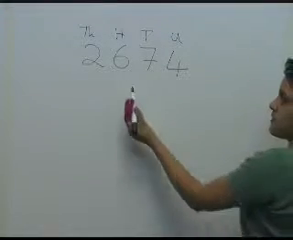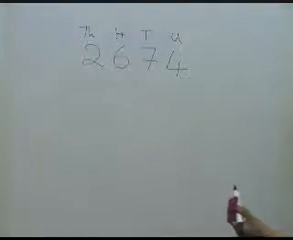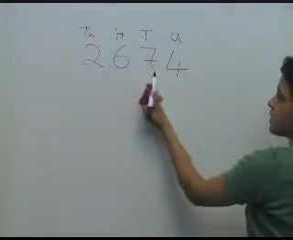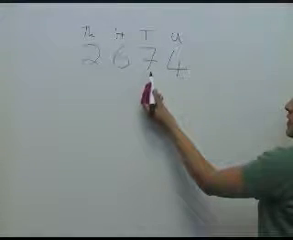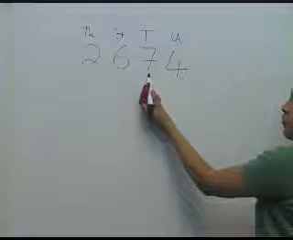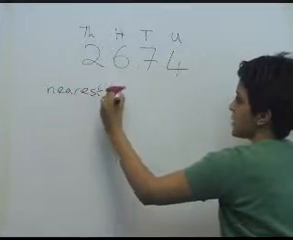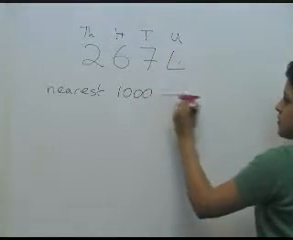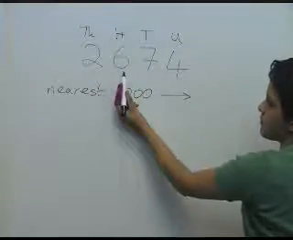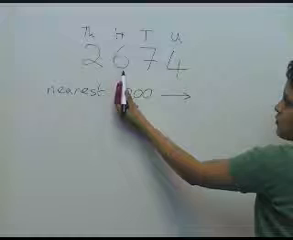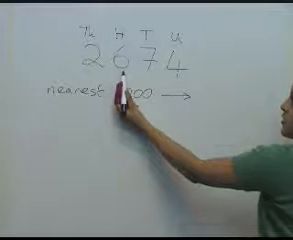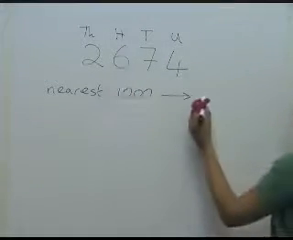First thing you need to think about is if you were asked, for example, to round to the nearest 100, you need to look at the next column along and ask yourself, is that a number that is 5 or more? So let's say we were rounding to the nearest 1,000. We need to look at the next column along. That number is 5 or more, so our number is actually nearer to 3,000 than it is to 2,000.